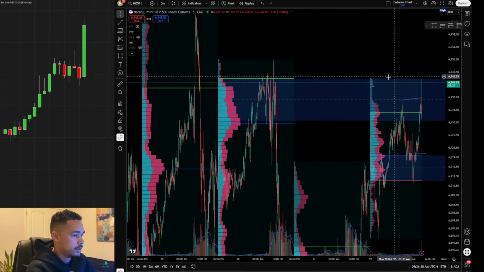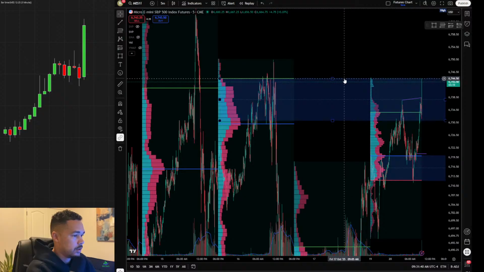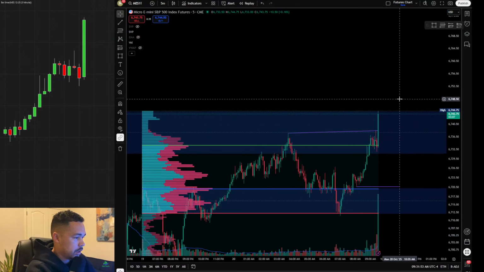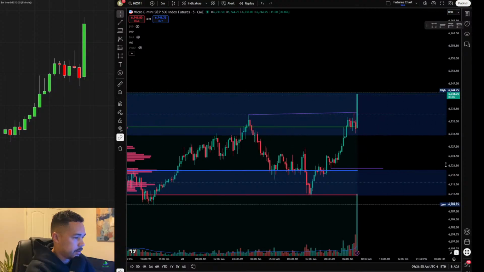Okay, so we're definitely trading inside. We hit this point of control, or not the point of control, the higher volume area from Thursday's session at the 67.44 area. So let's see how price reacts in this area.